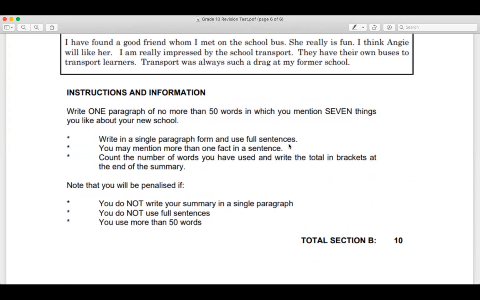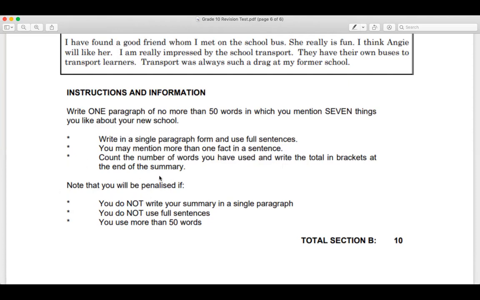Very, very important instruction, guys. They say here, write in a single paragraph form and use full sentences. You may mention more than one fact in a sentence, okay, by use of things like what? Things like conjunctions, right? Nice. Count the number of words that you have used and write a total in brackets at the end of the summary.